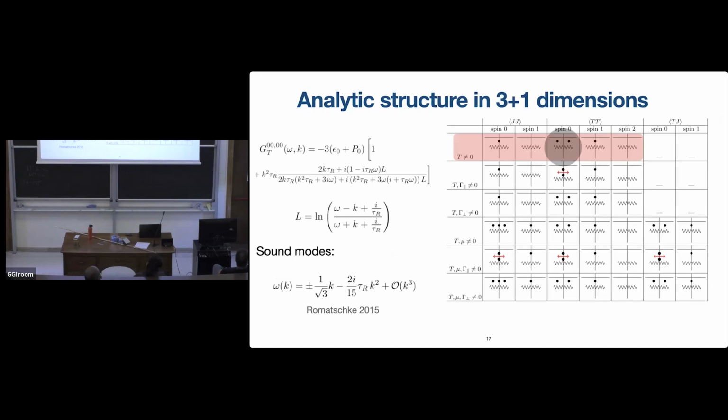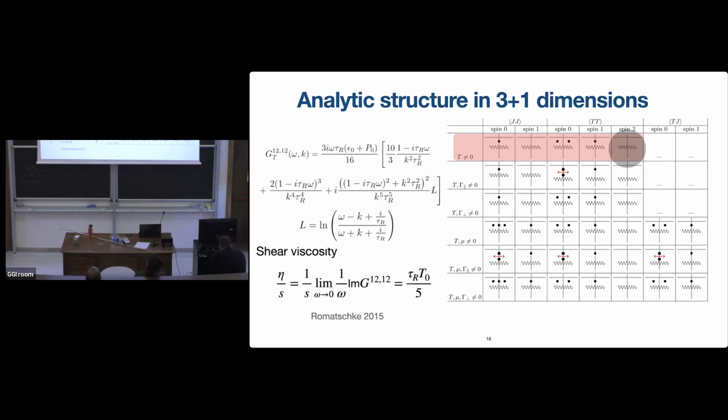Okay, so moving on, this logarithmic structure, because these expressions, although exact and analytical, get a little unwieldy, I'll introduce this shorthand L here. Looking at, for instance, the energy-energy correlator, you see you have 2 poles. These correspond to the sound modes. Again, this was computed by Palm. This is 1 over square root of 3, the square root of 1 over the spatial dimension. And again, you have this branch cut structure, which is just coming from this logarithm here.